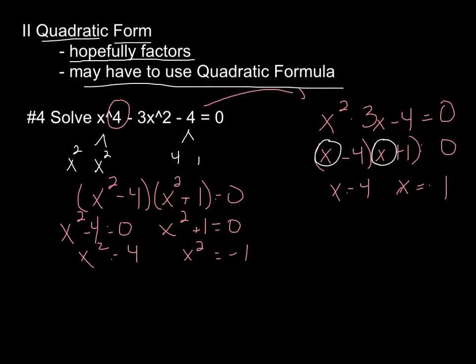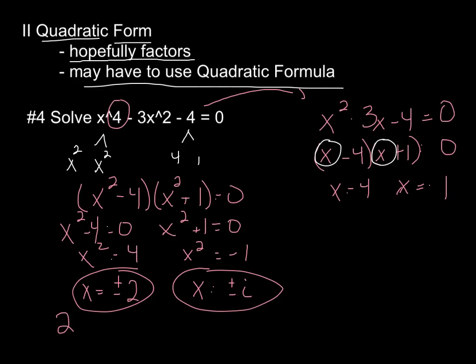And solve. Take the square root of both sides, you get plus or minus 2. And this side, you get plus or minus i. So we have our 4 roots. There's 2 of them. There's the other 2. We have 2 real rational roots. I'll abbreviate it with the prefix rat. And we have 2 complex roots.